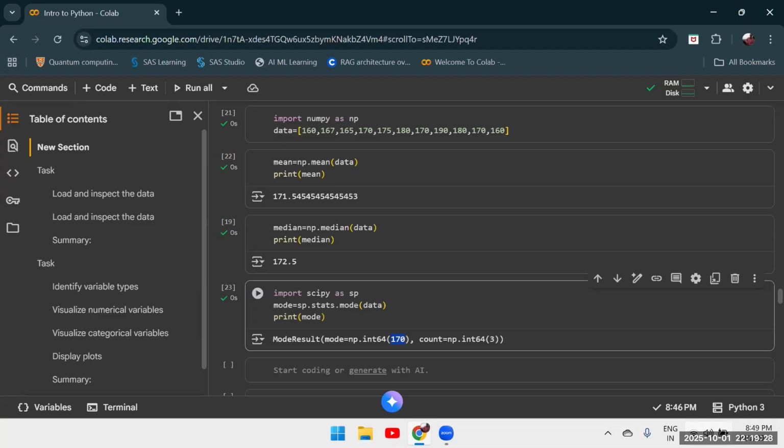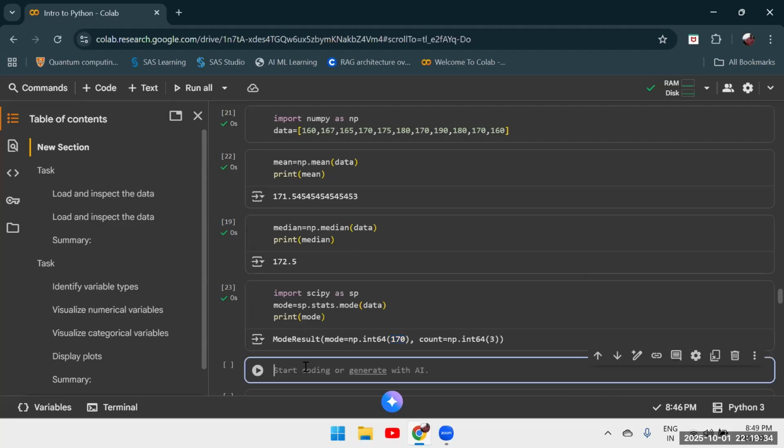Okay, Raghav, Sashi, you are getting this concept? Yes, sir. This is the base for statistics, right?